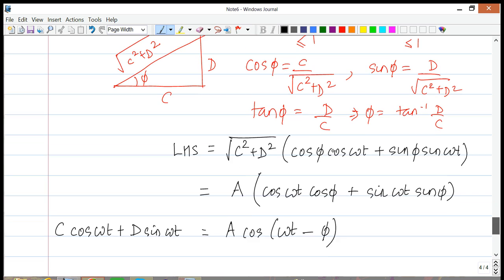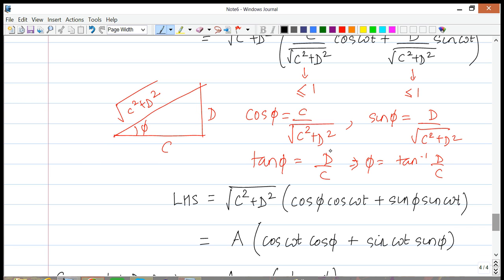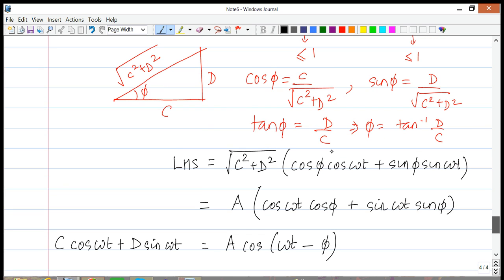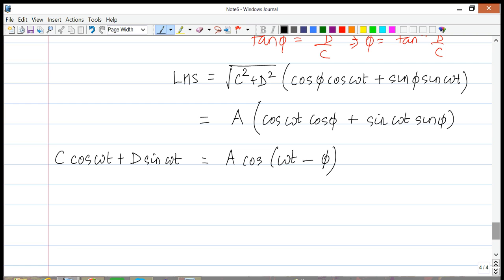Now, on the other hand, if we chose our phi to be something else, and we ended up calling the opposite side c and the adjacent side d, then it would be sine phi for c over square root of c square plus d square and cosine phi for the other one, and you would end up getting a sine function. So it really doesn't make any difference. A cosine and a sine function are pretty much identical. They're just shifted by a certain amount.